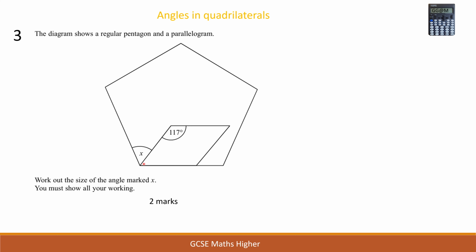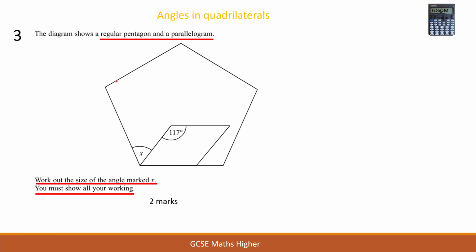Fantastic. So hopefully you've managed to remember your angles facts for quadrilaterals, and the angles in a quadrilateral add up to 360 degrees. Our keywords are that we've got a regular pentagon, which is this big shape outside here, the 5-sided shape, and the parallelogram in here. And you've got to work out the size of angle X, and you must show all your working.